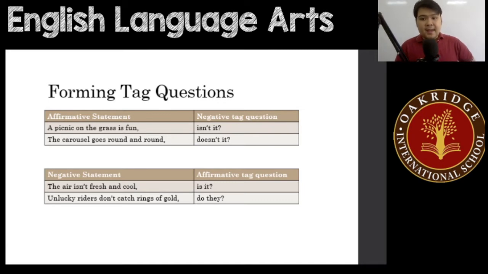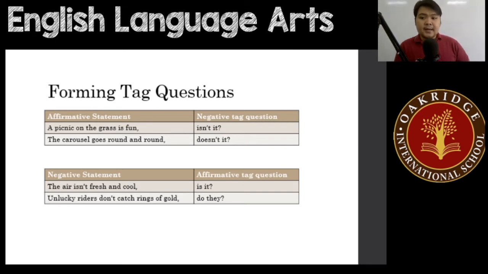So here, the affirmative statement, it's affirming, it's agreeing, it's positive, it's yes, a picnic on the grass is fun. And then the tag is negative because you have the word isn't. Isn't, guys, is a contraction of the words is and not. So there we go. A picnic on the grass is fun, isn't it?